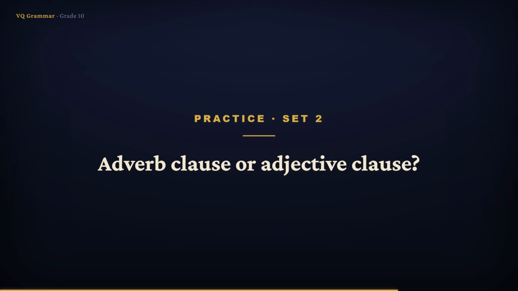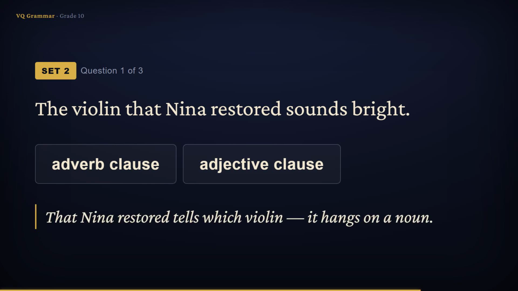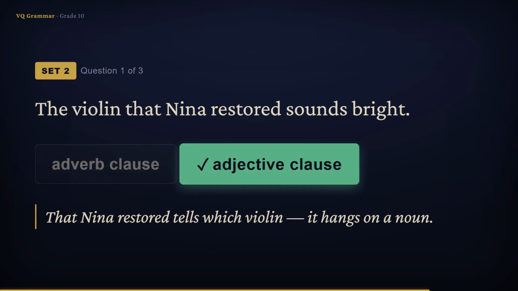Now for the trickier call. Each of these sentences carries a subordinate clause. Decide what that clause modifies. If it hangs on a noun, it is an adjective clause. If it modifies a verb, an adjective, or an adverb, it is an adverb clause. Pause and choose before I answer. The violin that Nina restored sounds bright. Ask what the clause is attached to. That Nina restored tells you which violin we mean, so it hangs on the noun violin. That makes it an adjective clause.